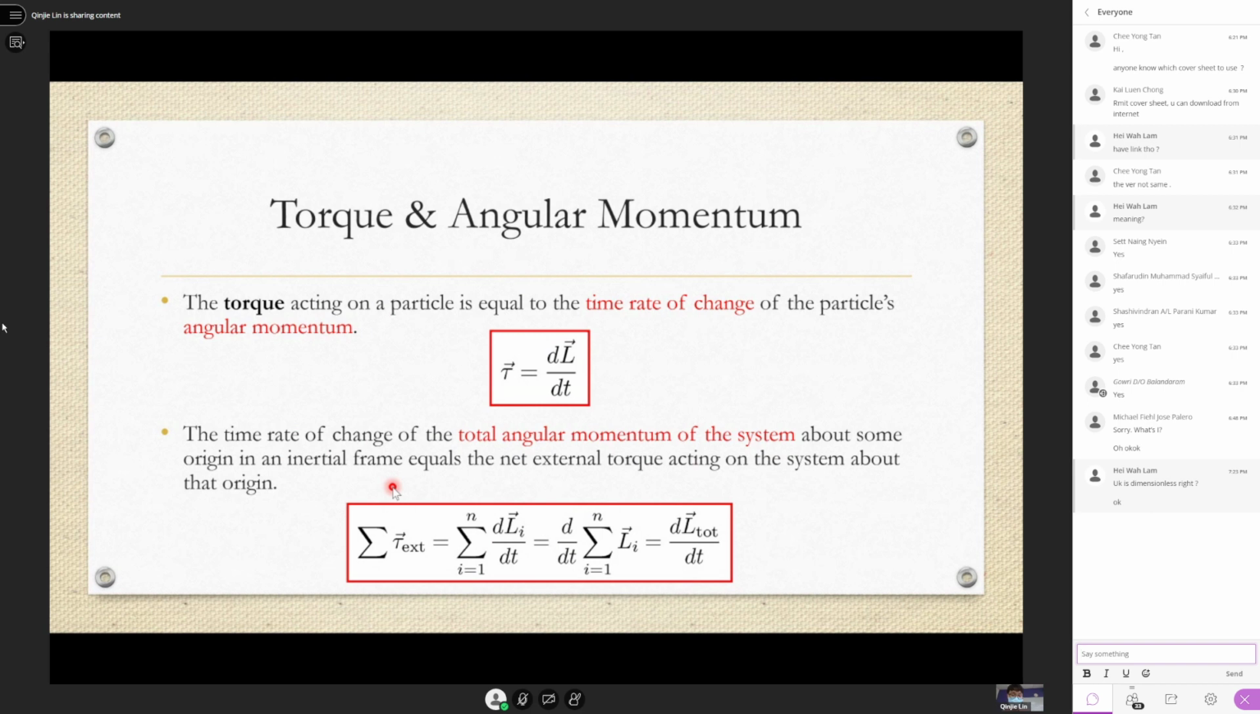This statement just means that if you have many torques acting, or many forces acting, you will just sum them up together, like what we have been doing for linear momentum also. Okay, same thing, this is just a summation. If you realize, the formula looks almost the same: the summation of torque equals dL over dt. L is the total angular momentum.